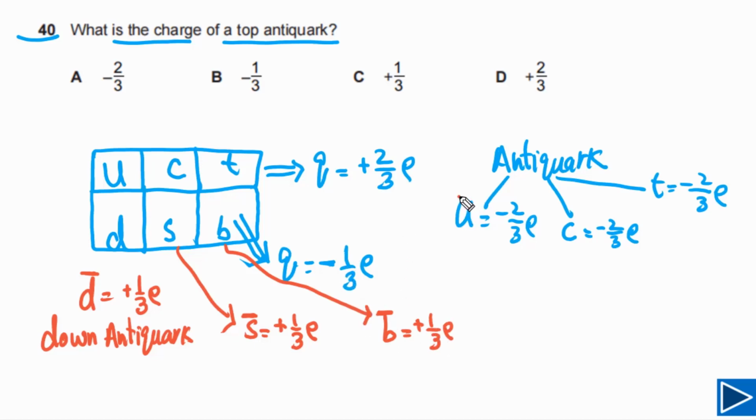So here we can also use the bar: this is the up anti-quark, this is the charm anti-quark, and this is the top anti-quark. This question was asking for the charge on the top anti-quark. So the charge on the top anti-quark is negative 2 by 3e. So the answer for this question is C. It's very important to remember the charge on the up quark, charm quark, top quark, and on the down quark, strange quark, and bottom quark. Then for anti-quarks, the charge is simply opposite.